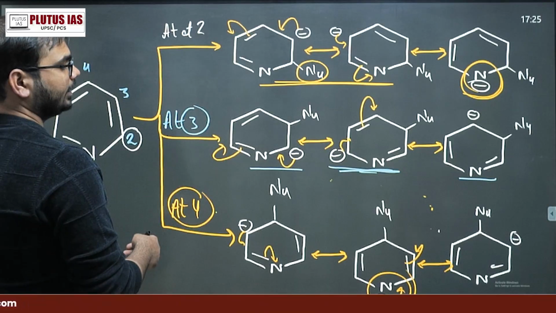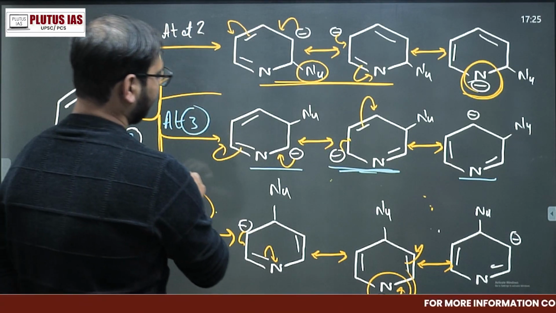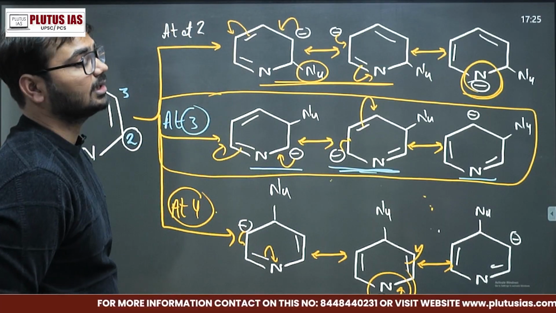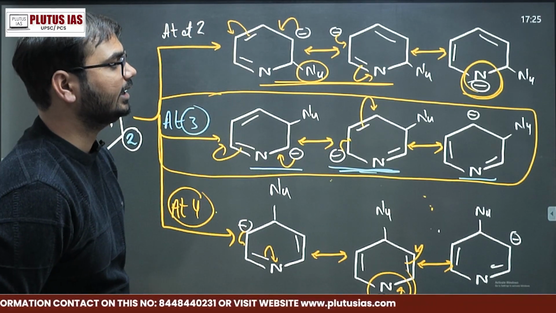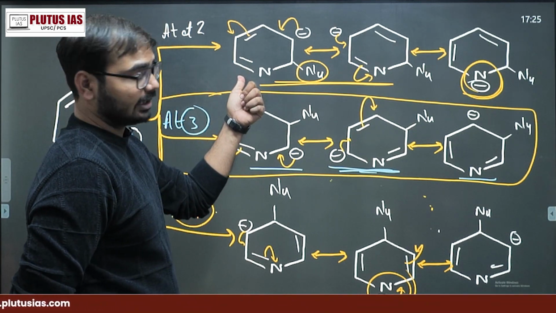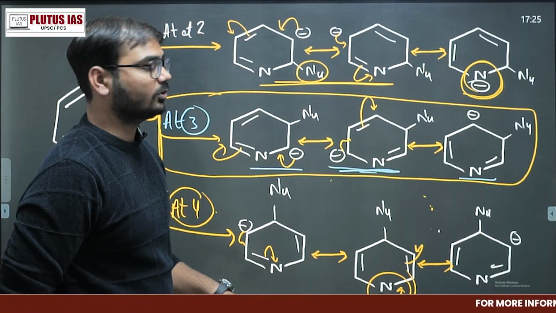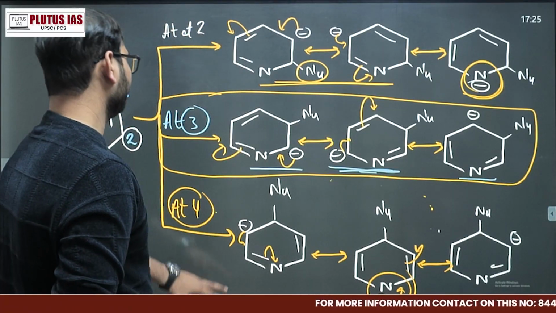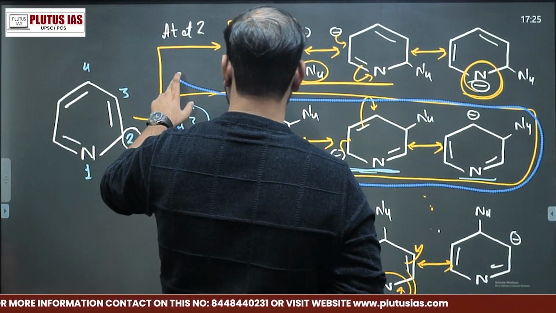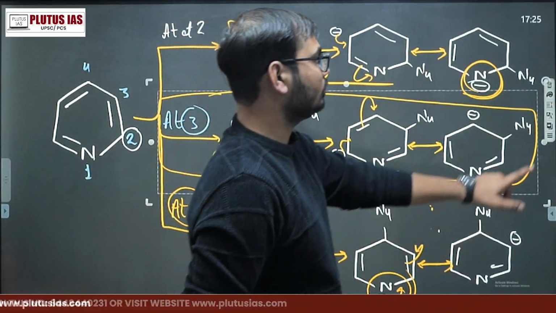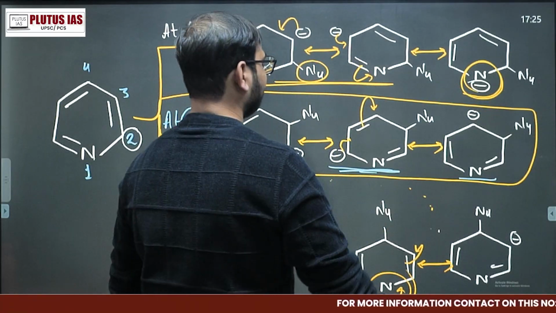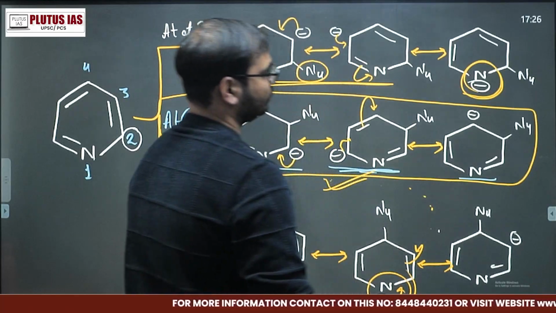So clearly we find that attack at position number 3 is very unfavorable, because as per the rule of resonance, the negative charge is only stabilized on the highly electronegative element, which we get only in the case of position number 2 and position number 4. So in nucleophilic substitution, there will never be any attack on position number 3. But if you want to add an electrophile, since an electrophile requires electron density, in that case attack on site number 3 would be the most preferred.